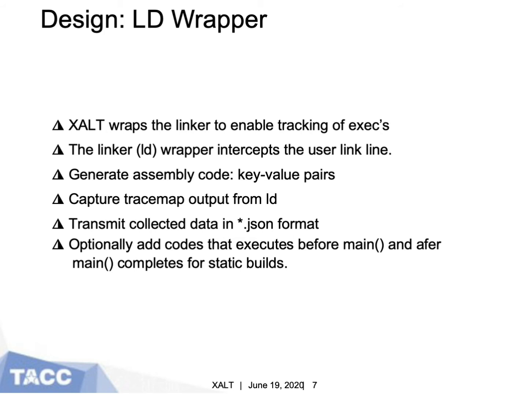So the design of the LD wrapper is where we learn things about the executable. XALT wraps the linker to enable tracking of the executable. The LD wrapper intercepts the user's link line, and it inserts key value pairs, which I'll show you later. And it also runs the trace map output from LD, and this data is then transmitted in a JSON format. And it can optionally add code that runs before main or after main for static builds.